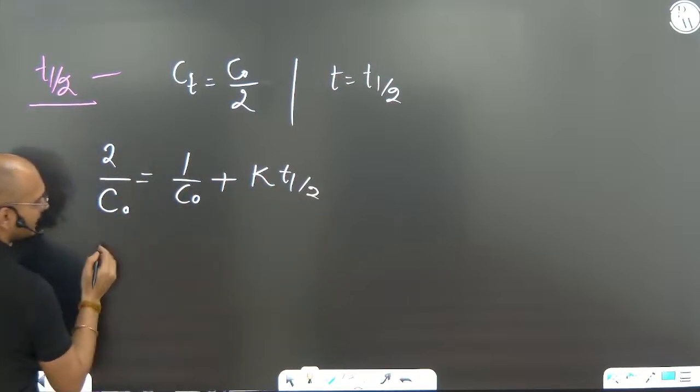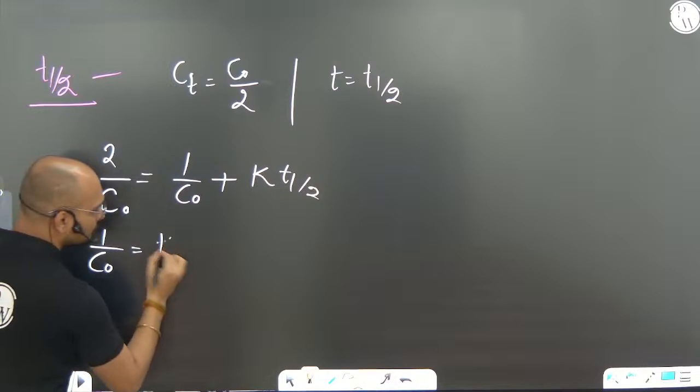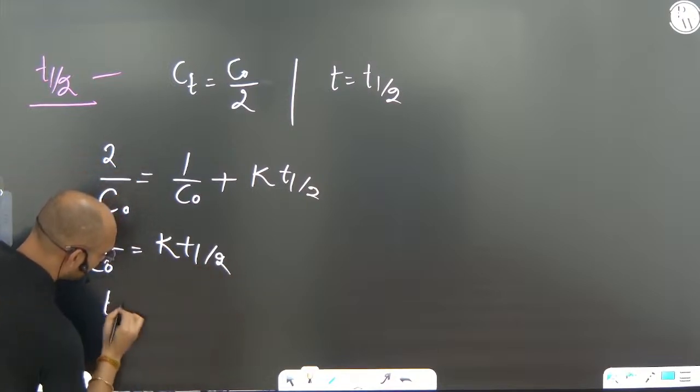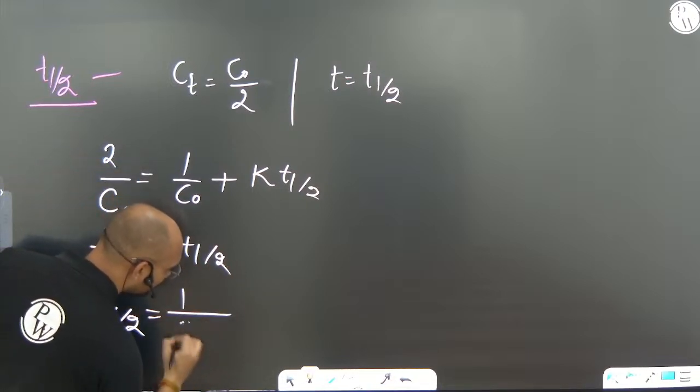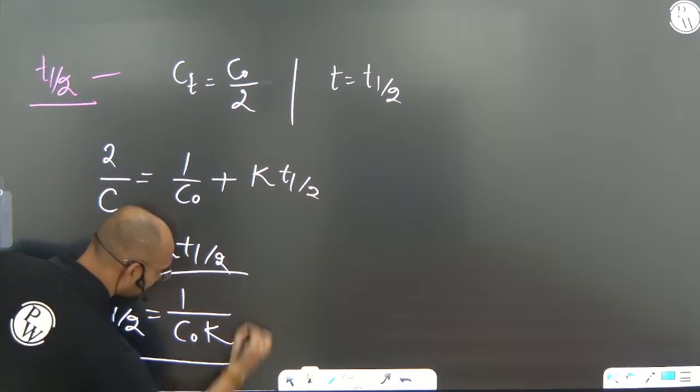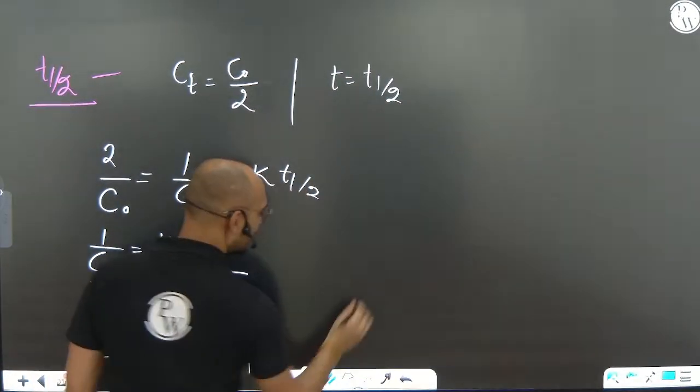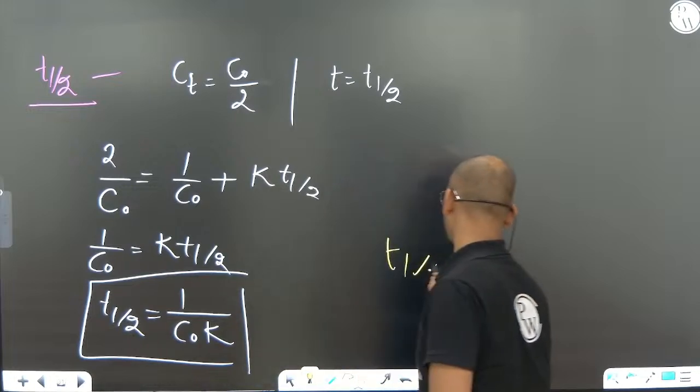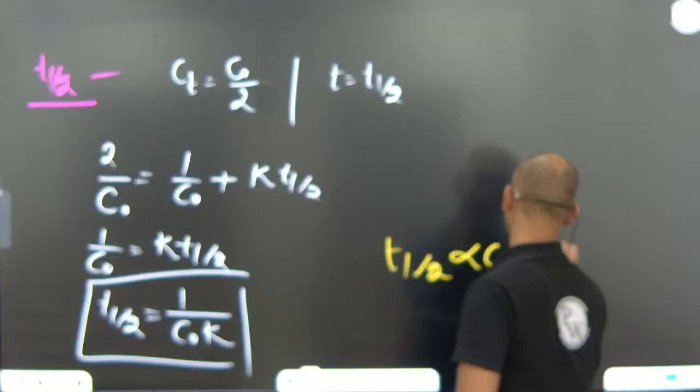Can we send it this side? Yes. 1 by C naught equals K T half. So T half for a second order reaction comes to be 1 by C naught into K. Please keep in mind, and what I told you backside, that T half is directly proportional to C naught to the power 1 minus n.